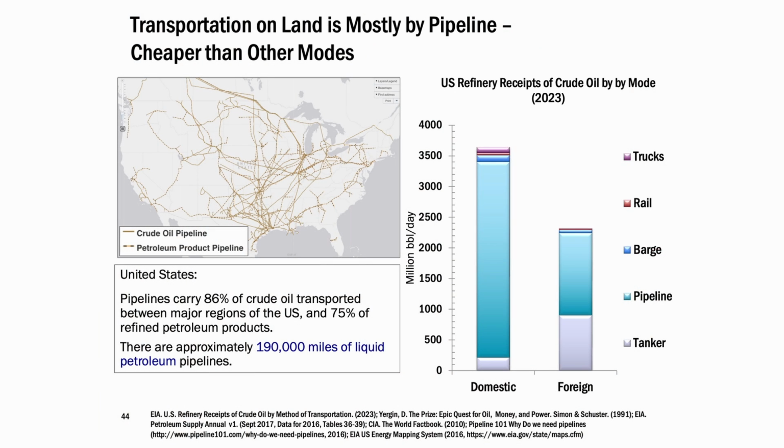Okay, so that's oceans. Let's talk about pipelines next. That's kind of the main way that we move oil around on land. And it's a lot cheaper, a lot more efficient than moving it around other ways.